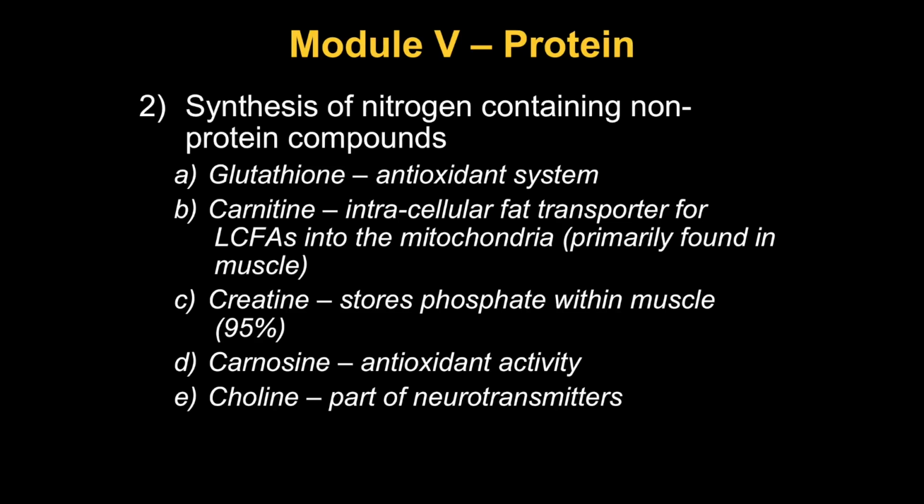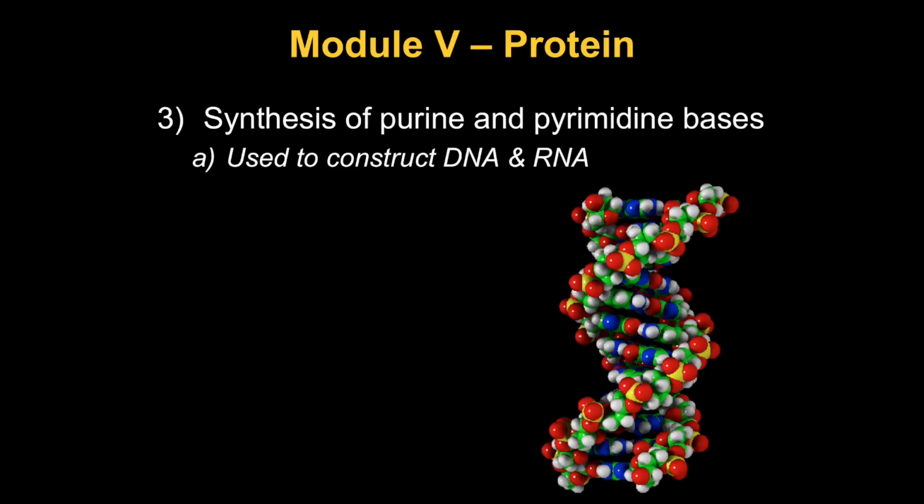So it's transporting those long-chain fatty acids, those really big fats, into the mitochondria, particularly in muscle tissue. We have creatine, which is being used to store phosphate for energy use by muscle tissue. And we have carnosine, which has some antioxidant activity, as well as choline, which is part of a neurotransmitter, acetylcholine. So that's all being produced within the liver, and they've got this nitrogen component, and you're trying to produce this non-protein compound. We also have the synthesis of purine and pyrimidine bases, so we can produce DNA and RNA.